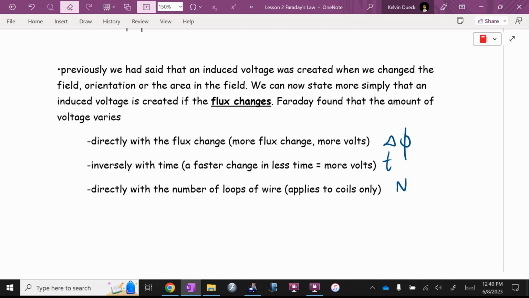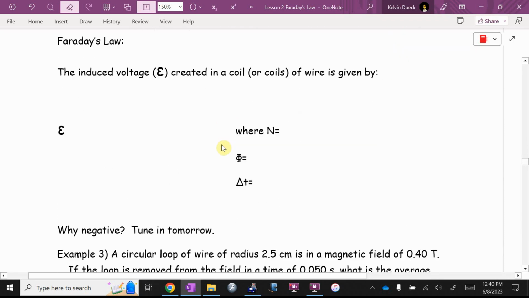And this is going to bring us to Faraday's law. It says the induced voltage created in a coil, or coils plural, of wire is given by negative, capital N, delta flux over delta T.